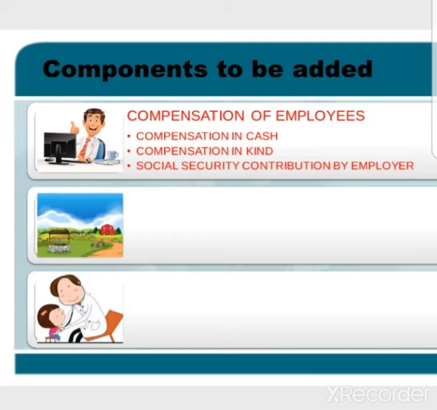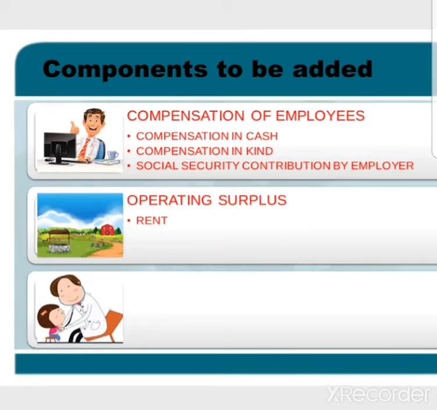However, one thing needs to be kept in mind here. The social security contribution does not include the social security contribution made by the employee itself. Now, coming to the second component, operating surplus. Operating surplus is basically the income from property and entrepreneurship. It is the income earned by the other three factors of production, that is, land, capital, and entrepreneur.